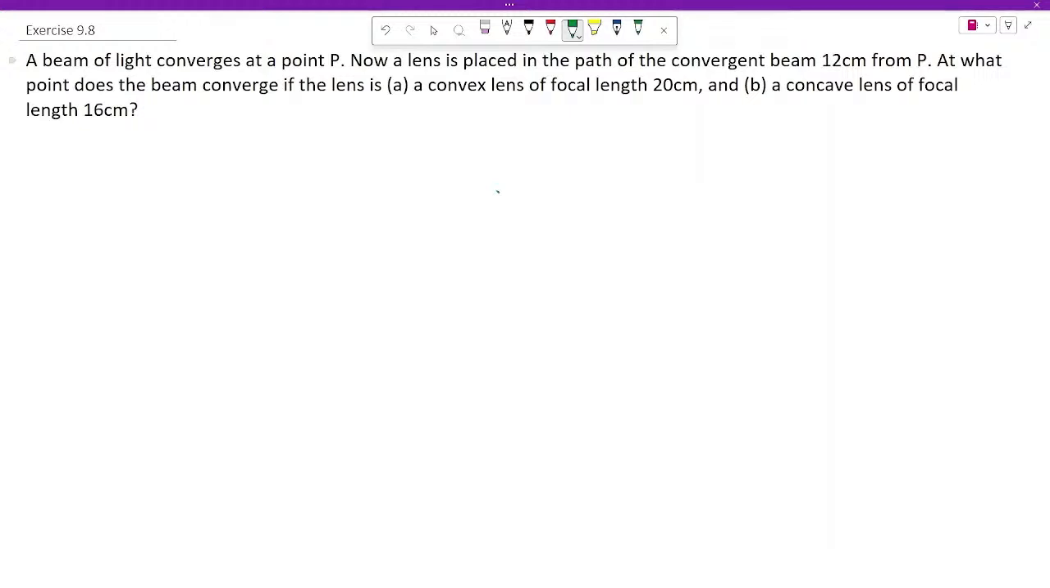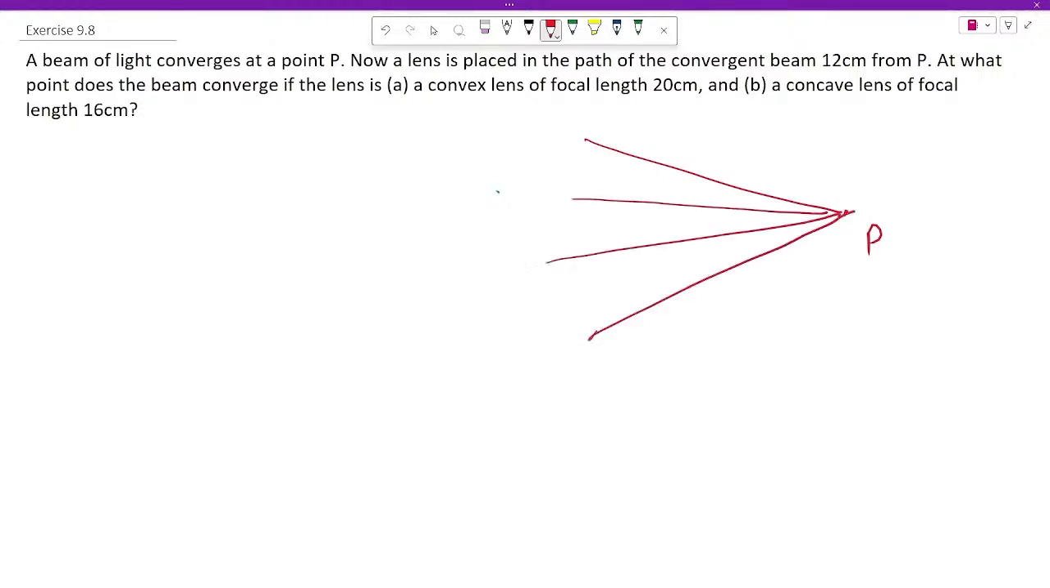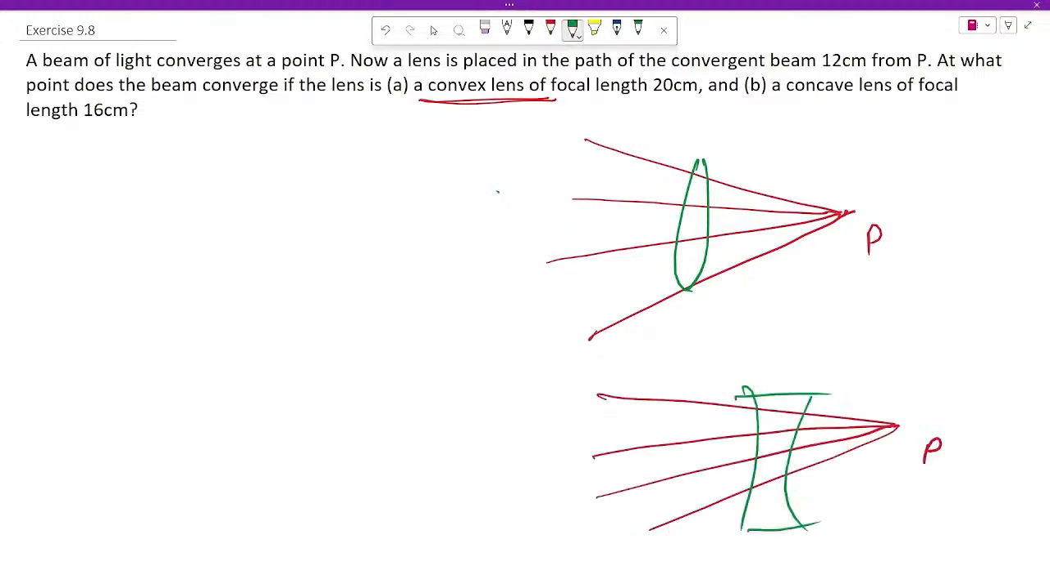A beam of light converges at a point P. So let us assume that this is a point P and a beam of light is converging at this point from the left hand side. And what if we keep a concave lens and a convex lens? The first is a convex lens of focal length 20 centimeter, and in the second case we have a concave lens of focal length 16 centimeters. So here f equals plus 20 centimeter and here f equals minus 16 centimeter. Now the distance between these two is 12 centimeter, that is given.